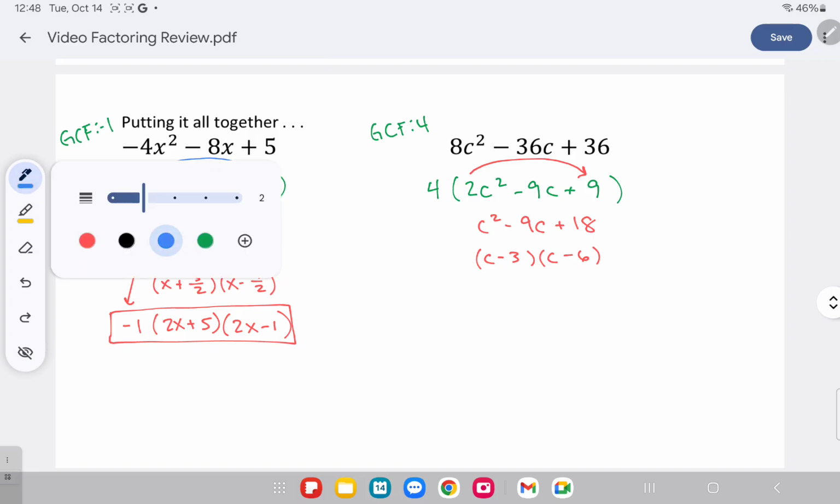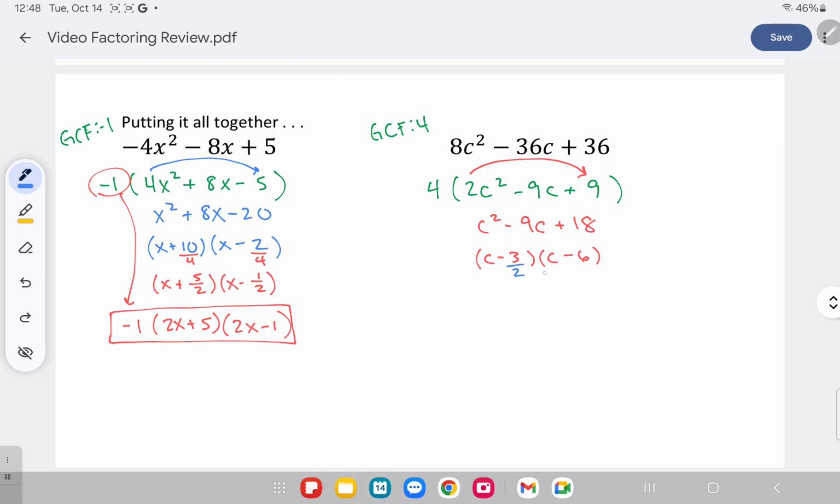We multiplied by 2, so now we need to divide by 2. So not the 8. We never slid the 8. We slid the 2. We cheated by multiplying by 2. Now we need to uncheat by dividing by 2. 6 divided by 2 comes out nicely. 3 divided by 2 doesn't, but we can rewrite that as 2c minus 3. And because there was a GCF, that needs to go in front.